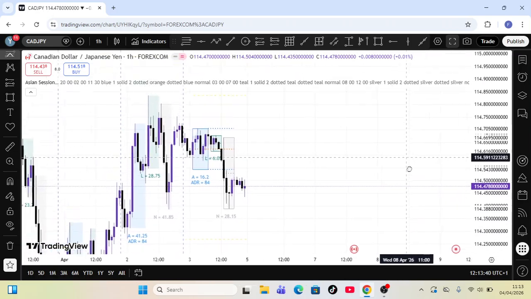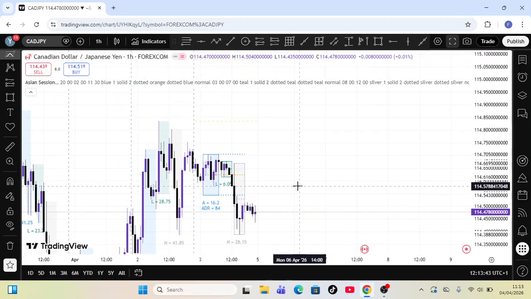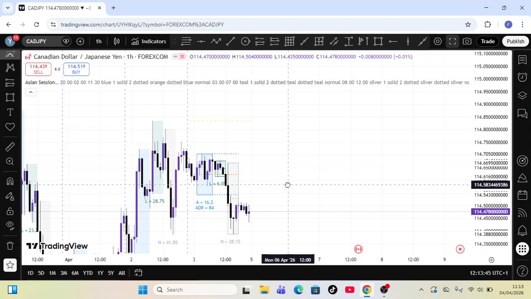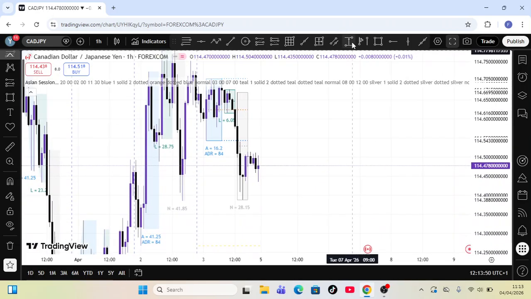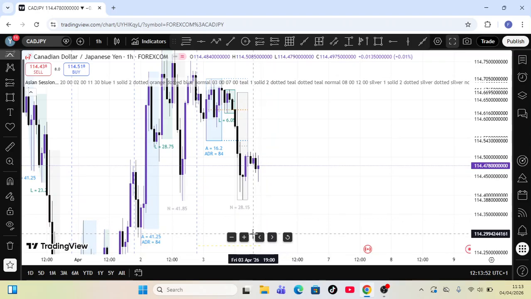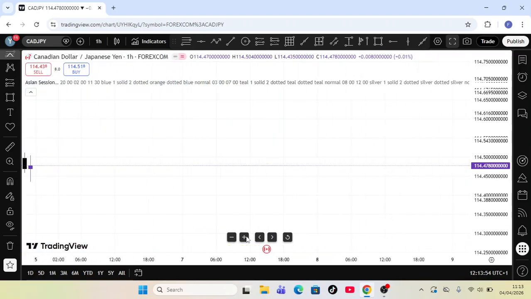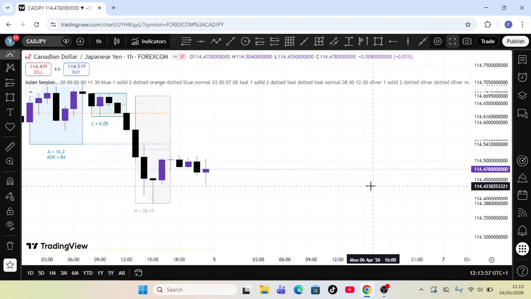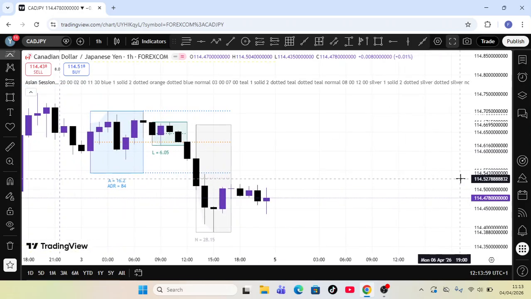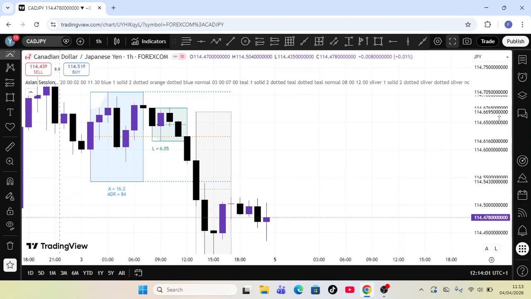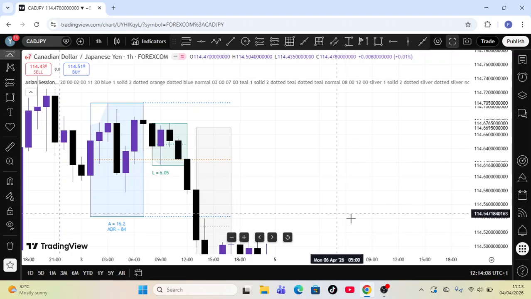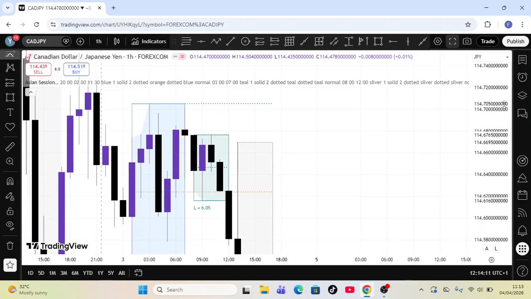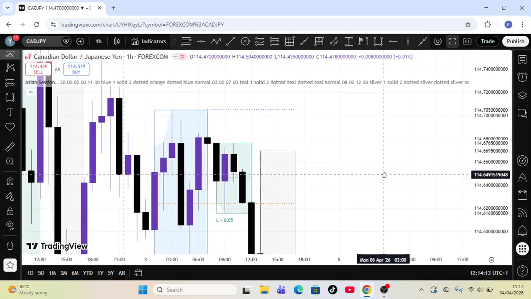So I was not on the Asia session. I was on the London session. Asian is midnight, and in Africa, most of our time we are not on Asia session. It's always London session that we are on. So when I came on the London session, you can see what I drew earlier.